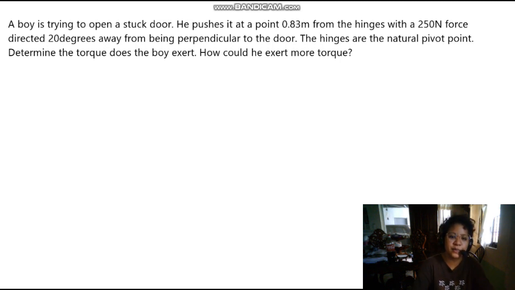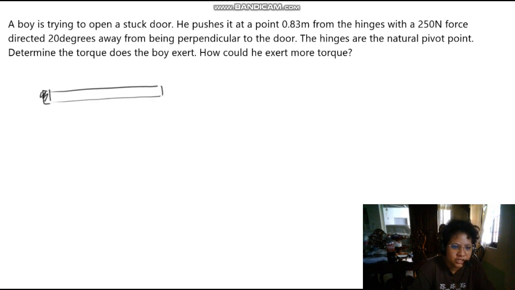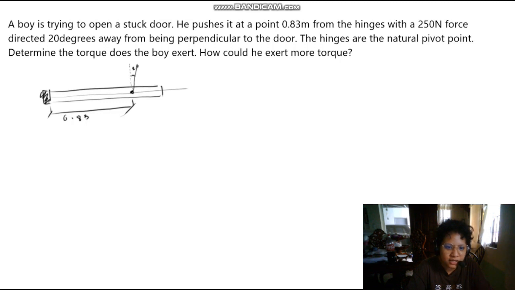So for this problem, let's make a simple diagram. For example, this is the door at top view, and here's the hinge, and here is the radial source. So the boy is exerting force at 0.83 meters away from the hinge, which means here. And if this is perpendicular, he's exerting 20 degrees away from being perpendicular. So this is 20 degrees. And his force is 250 Newton.